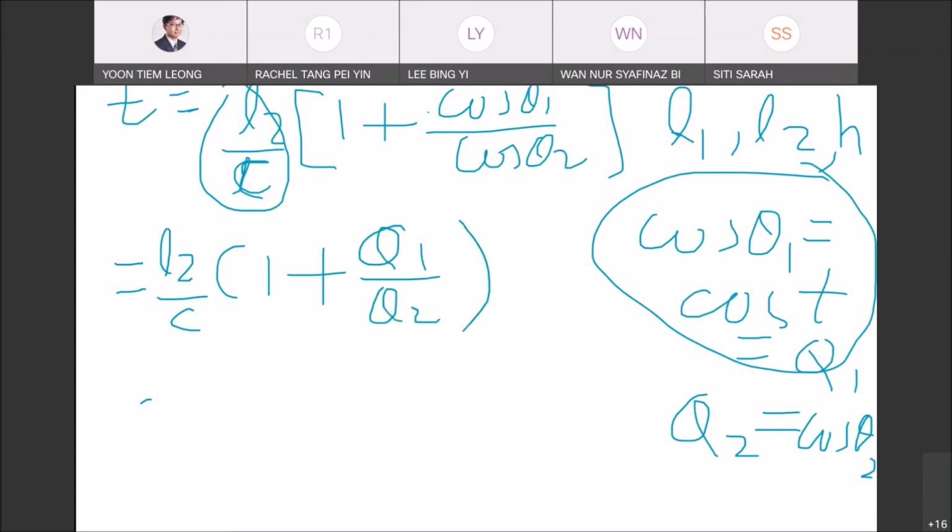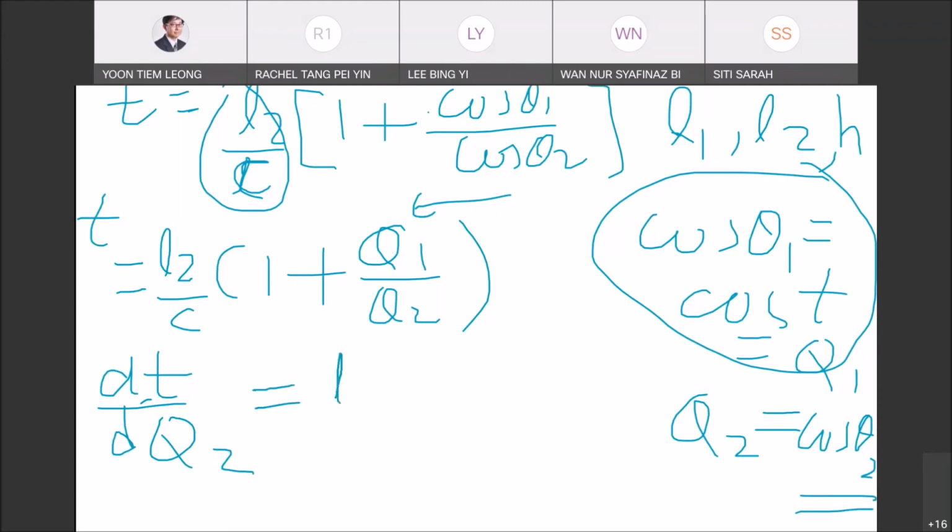So here I assume Q1 to be a constant. Now what I'm going to do is differentiate dt/dQ2, because Q2 is the variable. I make theta 2 my variable, so Q2 is my variable, and see what I get. I'm going to set this to 0 and then minimize it. That would give me a constant of L2 over C times Q1 with a minus sign over Q2 squared. So that is my first derivative.